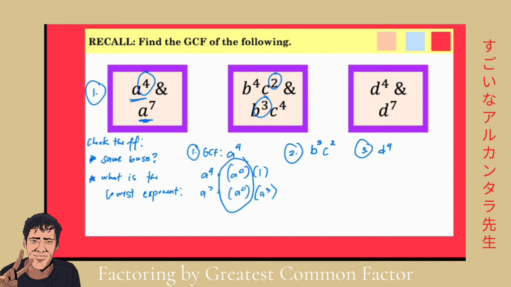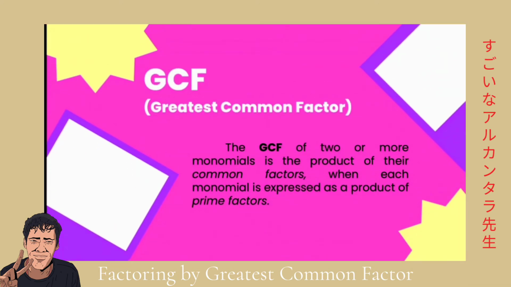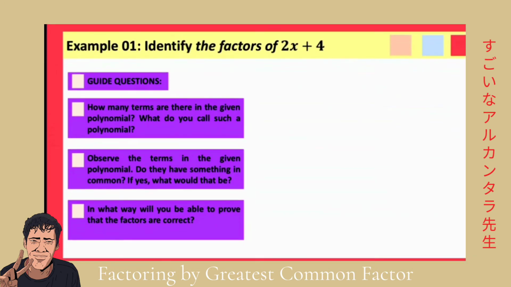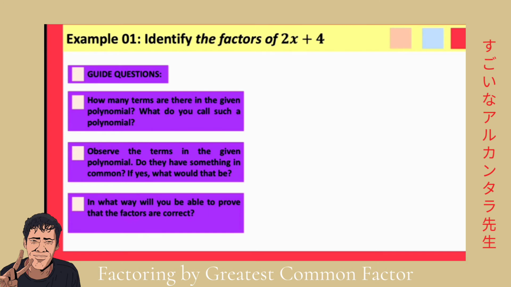Now, we are going to factoring by GCMF or factoring by GCF. So let's start with our very first example. Our very first example is 2x plus 4. And here, since we're still starting, there are a few guide questions that I would like you to think about while we're answering it together.